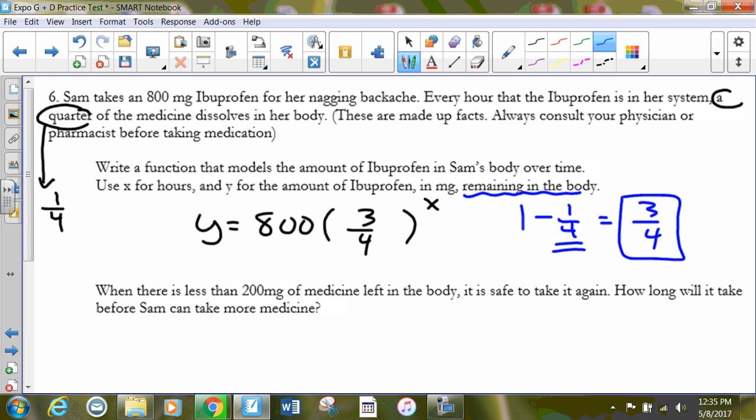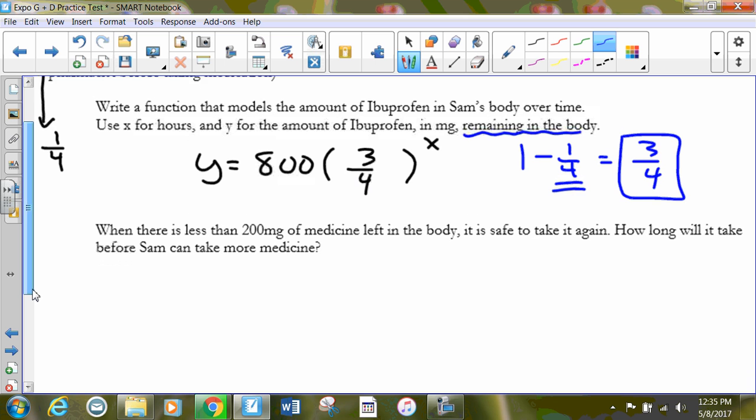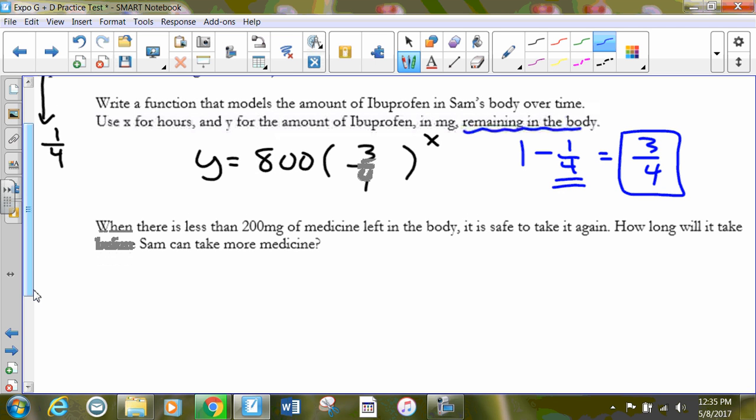So here we go. It says when there's less than 200 milligrams of medicine left in the body, it's safe to take it again. How long will it take? When they're asking us how long, we can't go ahead and plug 200 milligrams into the y and solve for x because we don't know about logs and natural logs yet. So what we're going to do is make a table. And we're going to start saying, let's find out. We already know that in the beginning, initially, there's 800 milligrams in the body.